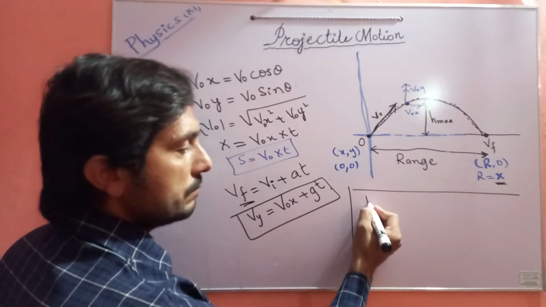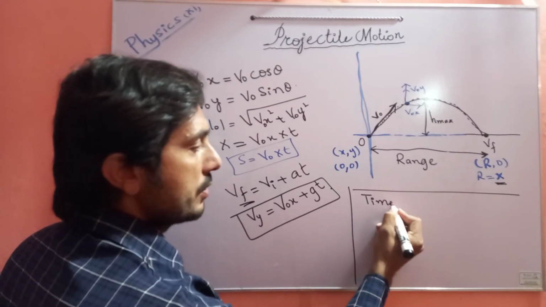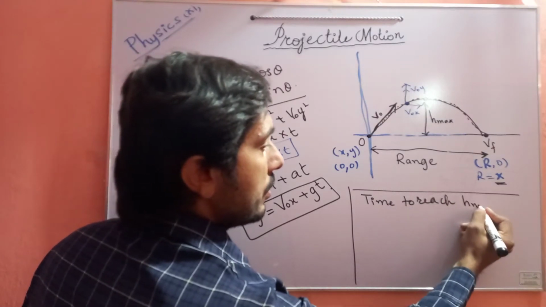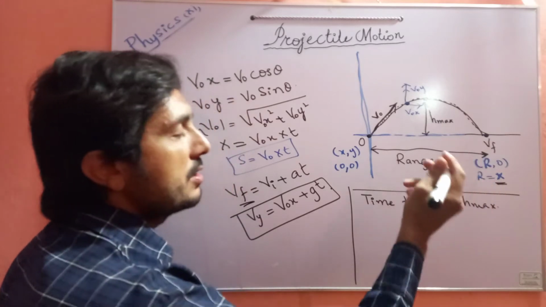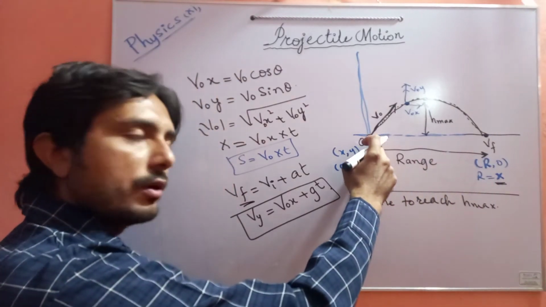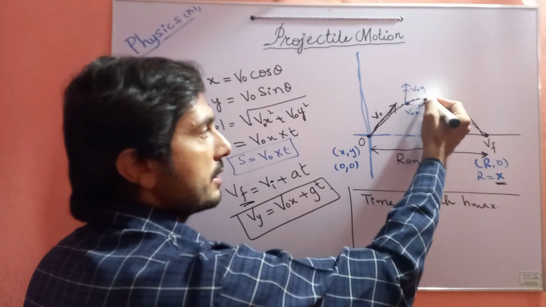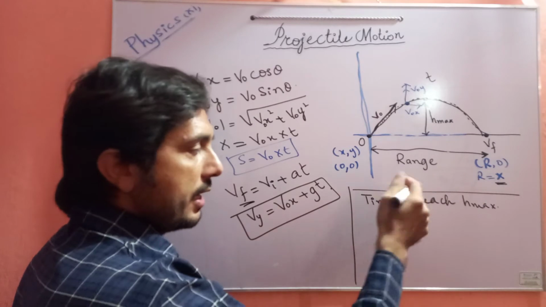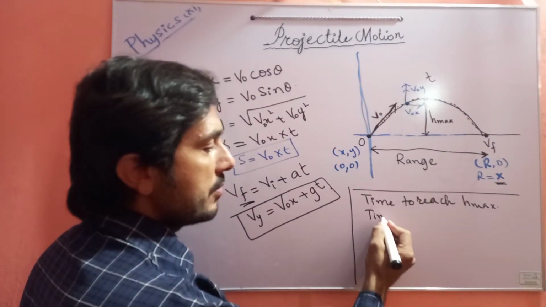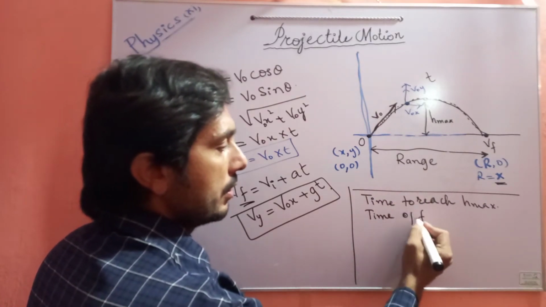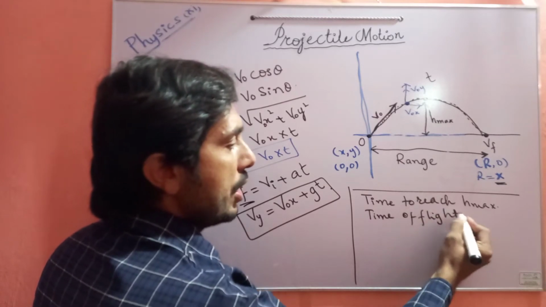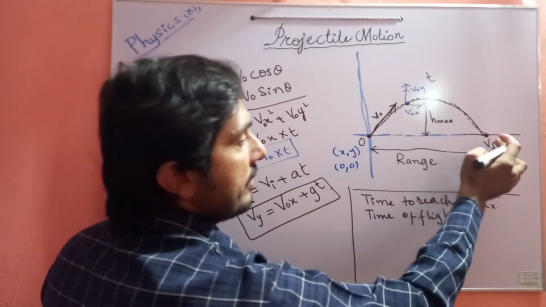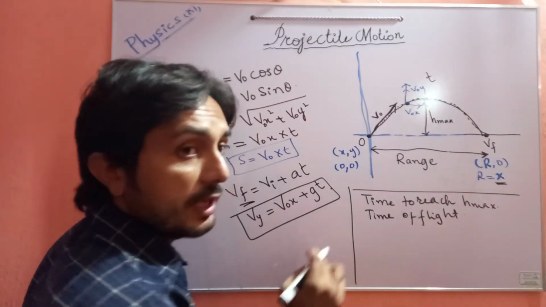We have to determine the time to reach maximum height. It means when we kick the ball from the origin, at what time it reaches the maximum height; we have to calculate this time. And then we also have to calculate the time of flight, meaning the time for which the ball remains in the air from this point to that final point, and that is known as the time of flight.